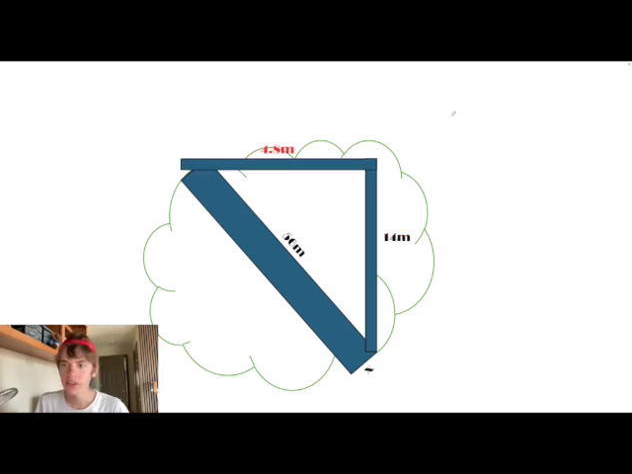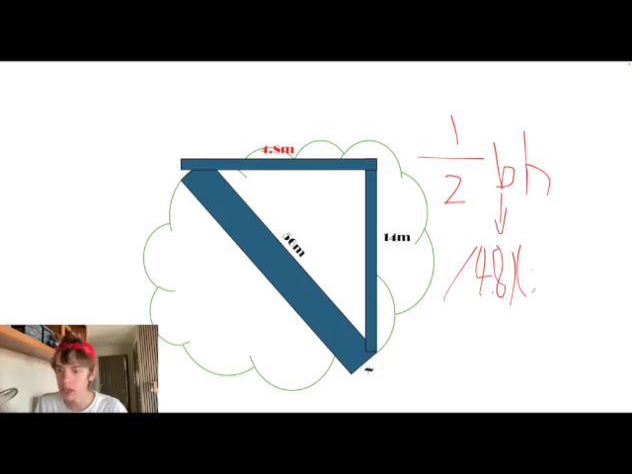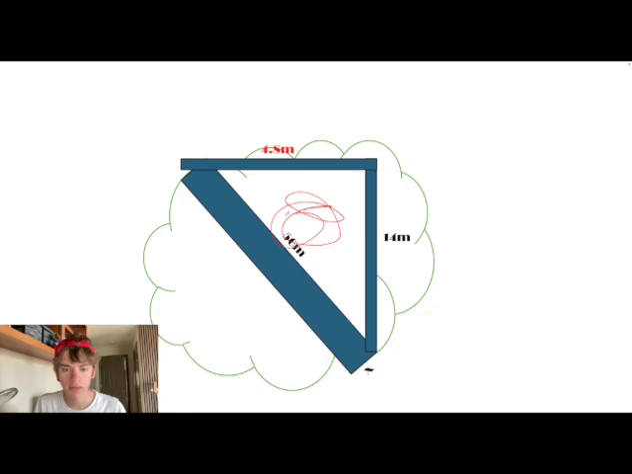And then by using the formula to find the area of a triangle, which is 1/2 times base times height, let's substitute in 4.8 for the base and 14 for the height. By multiplying this all out, we are able to see that the area of this triangle is 56 meters. Now here's where things get tricky.